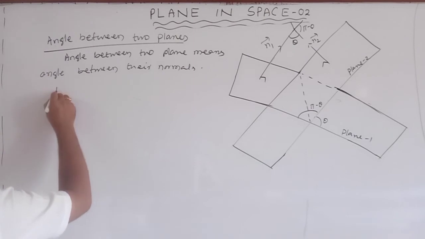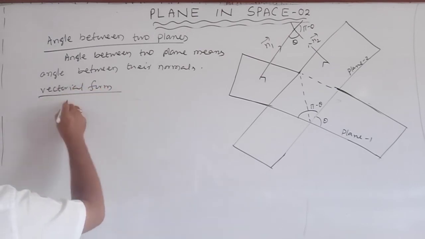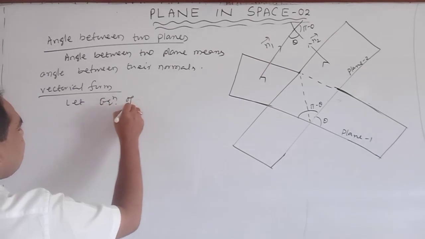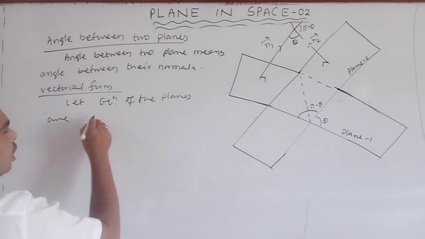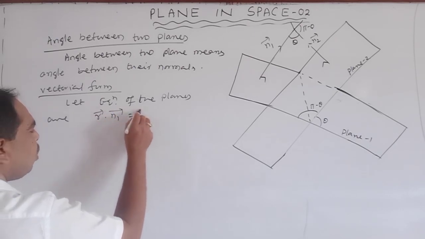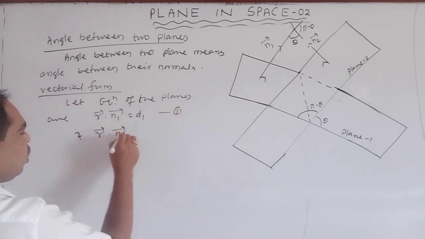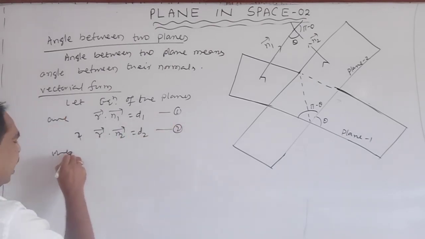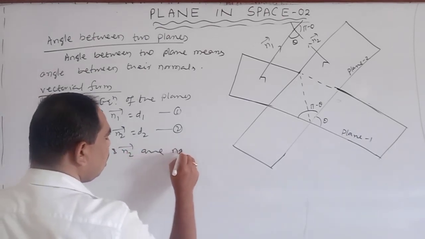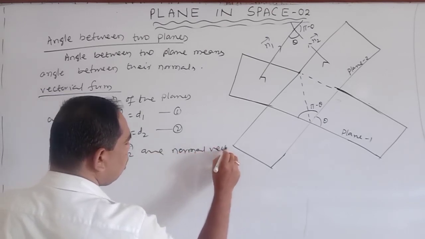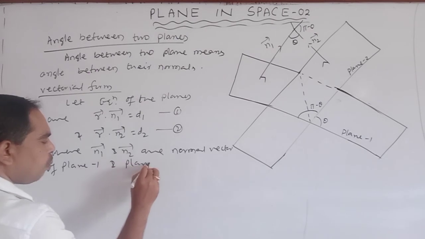Let us take the vectorial form. Let the equations of the planes be r vector dot n1 vector is equal to d1 constant, and r vector dot n2 vector is equal to d2, equation 2, where n1 vector and n2 vector are normal vectors of plane 1 and plane 2 respectively.